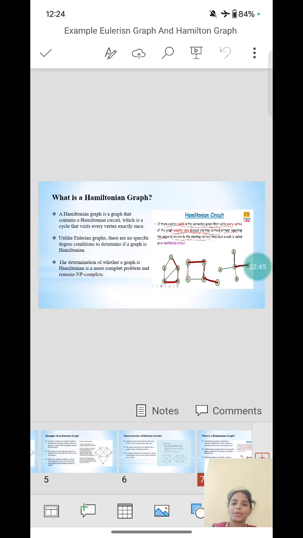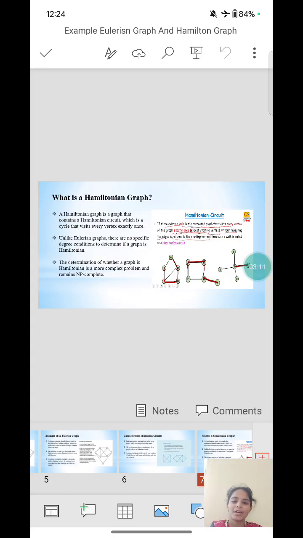So, what is a Hamiltonian graph? A Hamiltonian graph is a graph that contains a Hamiltonian circuit, which is a cycle that visits every vertex exactly once. Unlike Eulerian graphs, there are no specific degree conditions to determine if a graph is Hamiltonian. The graph itself determines it. So, let us see an example of this.